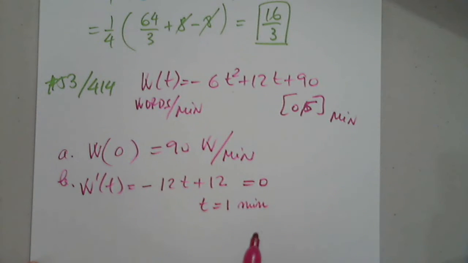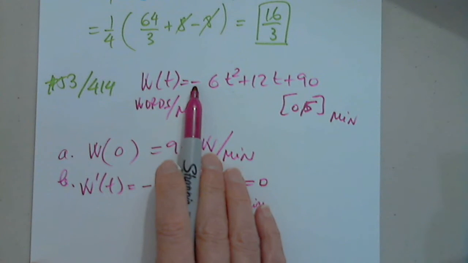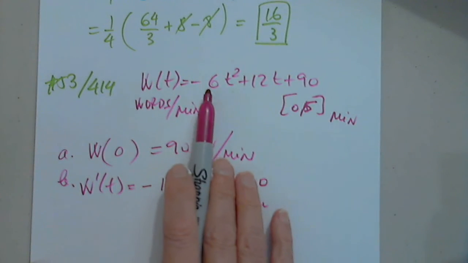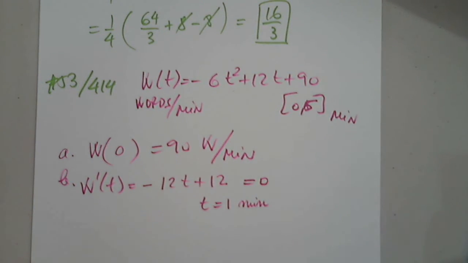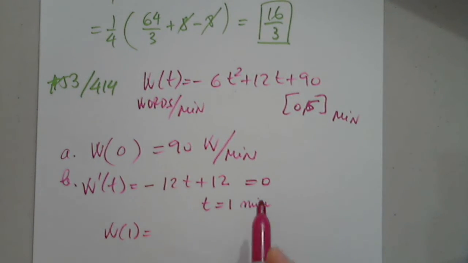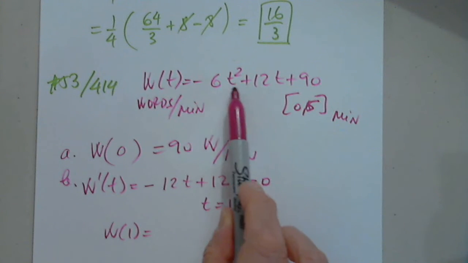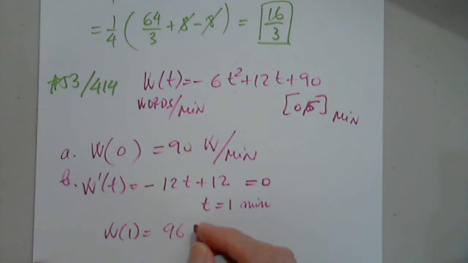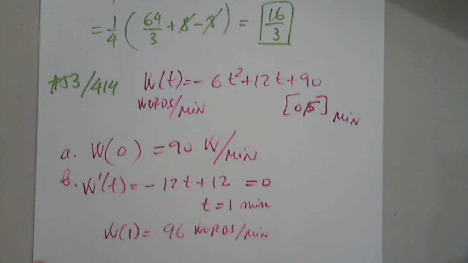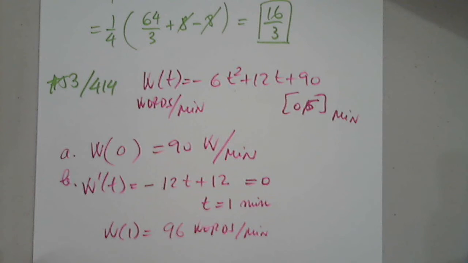That's where we think that the maximum is. And it is, because we know from algebra that this type of function has a maximum. Also, the graph is there. So we know that W of 1 will be the maximum. So negative 6 plus 12 is 6. 6 plus 90 is 96 words per minute. Any questions here?